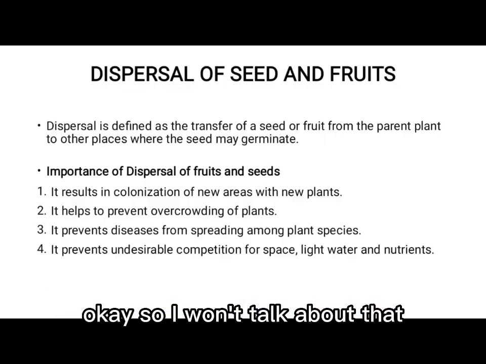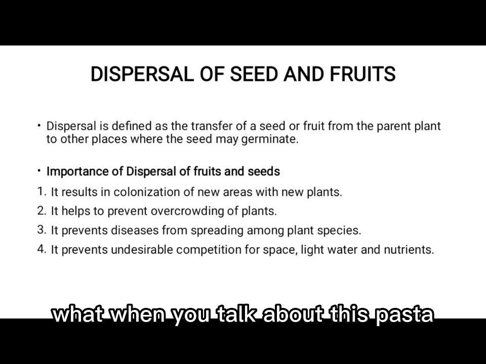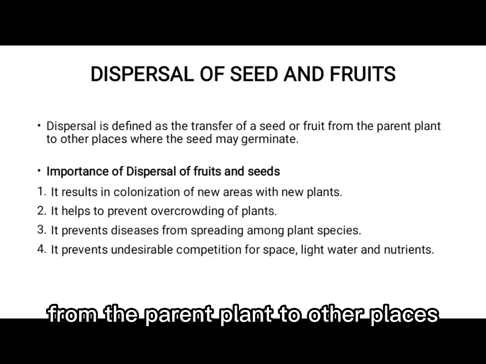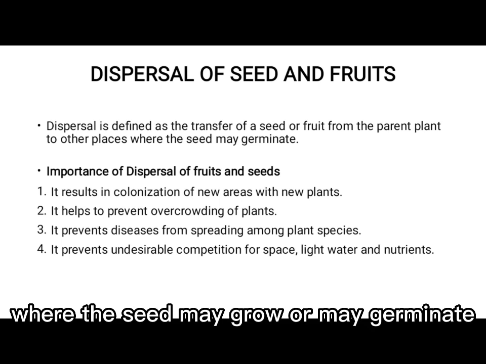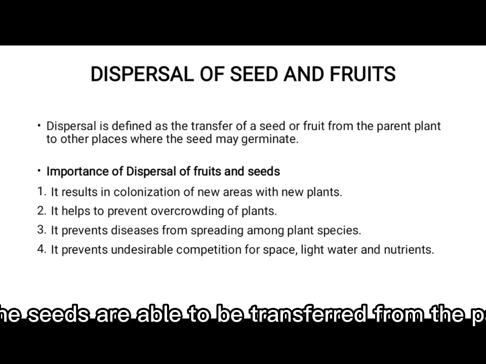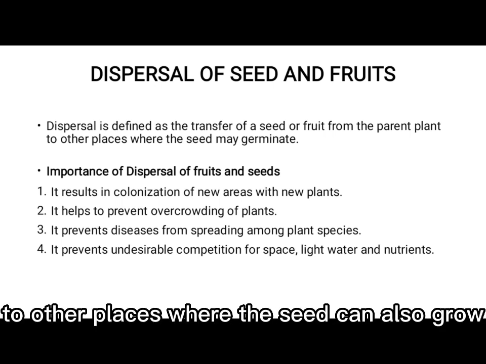I haven't talked about that. Let's talk about dispersal of seeds and fruit. When you talk about dispersal, what does it mean? That is defined as a transfer of seed or fruit from the parent plant to other places where the seed may grow or may germinate. The seeds are transferred from the parent to other parts of the ecosystem, to other places where the seed can also grow.